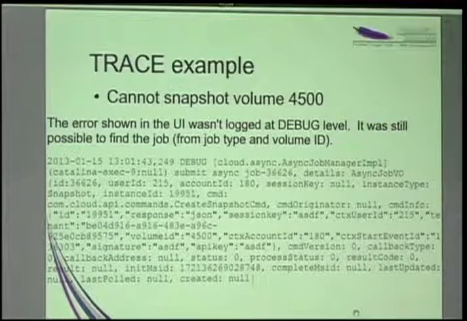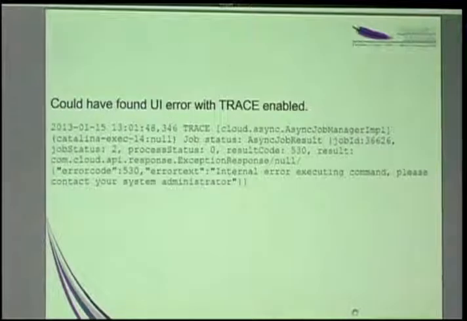So with that information, you can find out what the end user is talking about, why it failed. But then there was no error in the logs. I would think there's a bug. We had to enable trace to get the text that was in the UI. I mean, that should be at least debug, I guess. But the internal error was logged at trace only. So in that case, we had to enable trace.